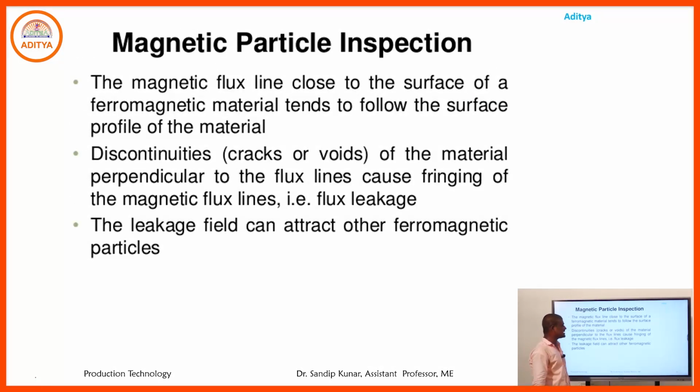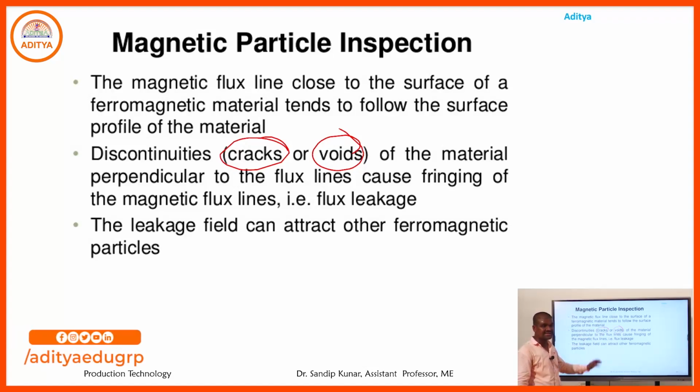Using magnetic particle inspection, we can find cracks, voids, and porosity. Sometimes blowholes and incomplete fillings are also present in weld joints, and using this method we identify those problems or defects in the weld joints.